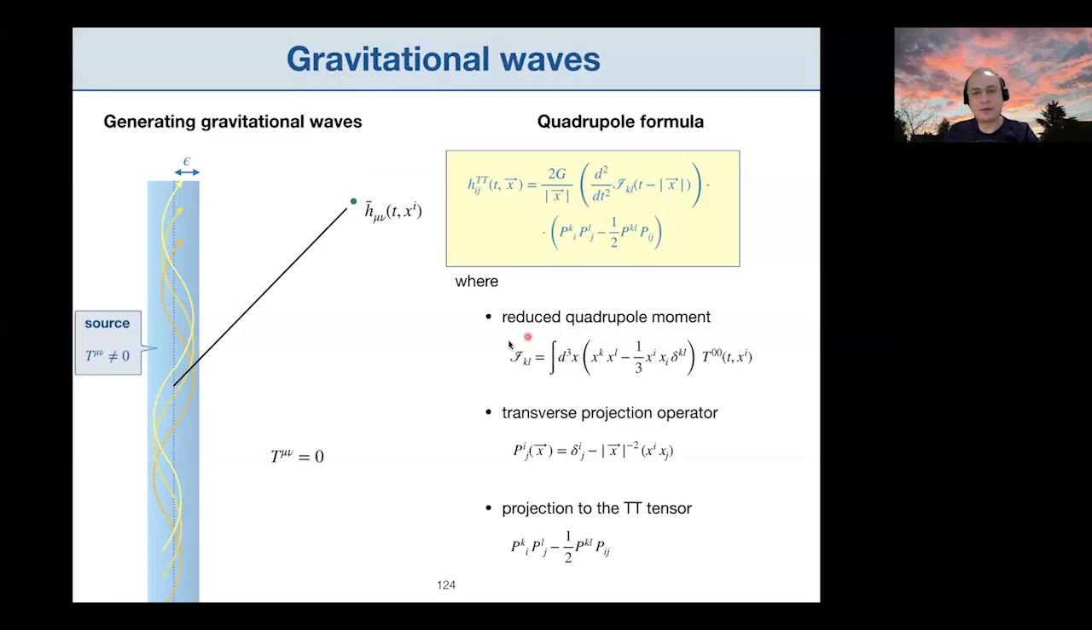So this tensor I is called the reduced quadrupole moment, or simply the quadrupole moment, and represents the quadrupole moment of the zero-zero component of the stress energy tensor, or the mass density. So it's the quadrupole tensor, but without the trace part. P projects to the transverse direction, and this thing here projects to the transverse traceless tensors. And as the first thing to do today, we will derive this fundamental formula.